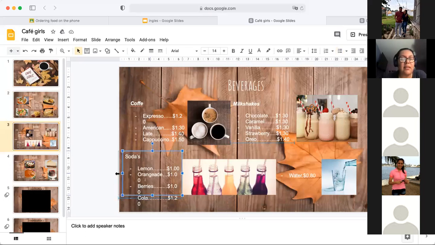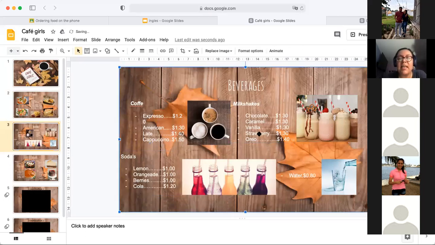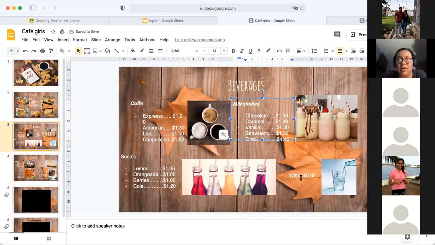Give me a sec. Let me modify this. Yes, they have sodas. They have milkshakes, okay? And they have water, okay? Good. So those are the options they have.